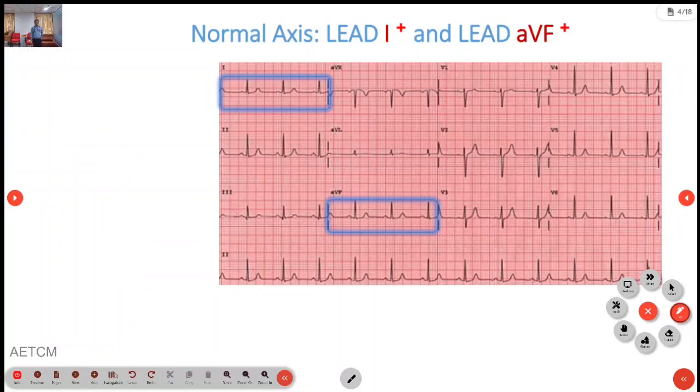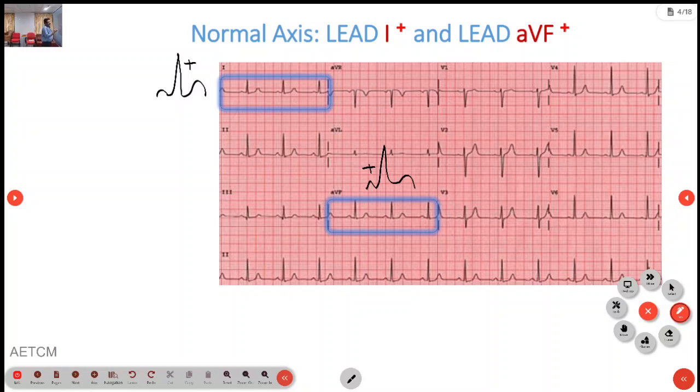Now look at this ECG. Look at lead 1, that is positive here. Lead 1 is positive, that means the QRS is positive. You look at aVF, that is also positive. The QRS is positive here. Both are positive. Since both are positive, it is normal axis.